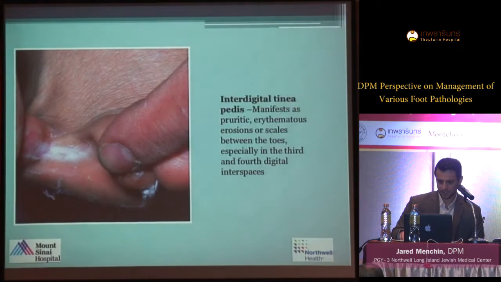So here's a picture of the interdigital tinea pedis. You can tell it's a little white, so it's macerated. So in diabetics, you want to make sure that they're always checking in between their toes, and after they shower, that they're drying in there. So if you ever see any white maceration, you want to jump on that before it becomes a frank infection.